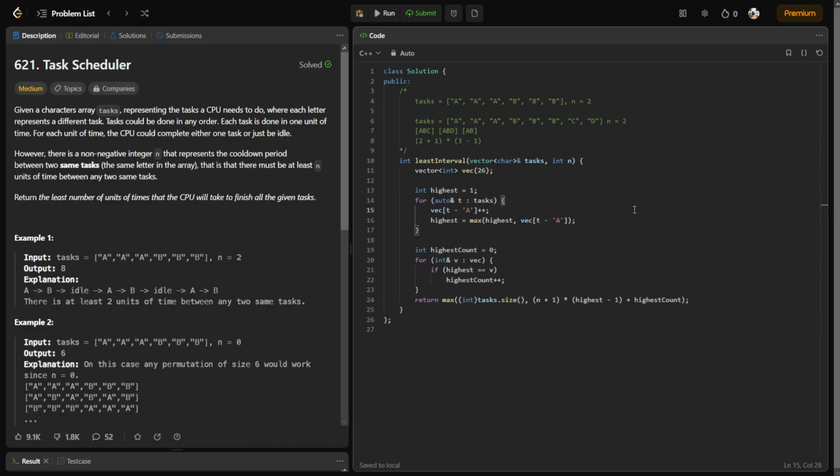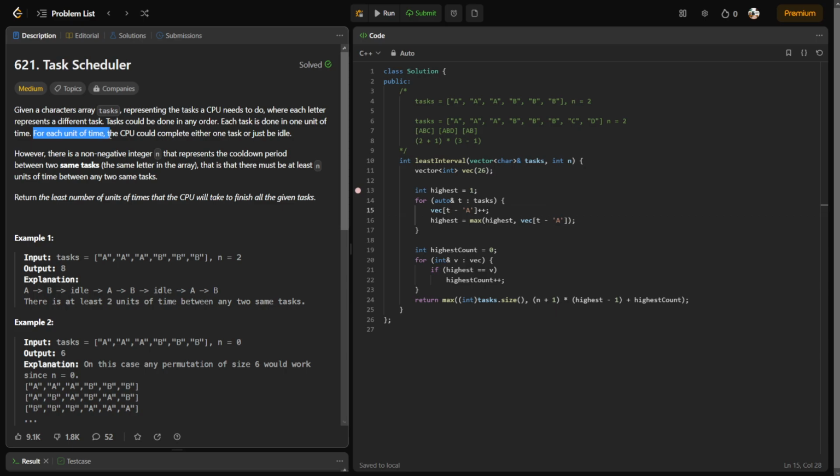LeetCode problem number 621, Task Scheduler. This problem is a bit complicated. It gives us a characters array called tasks, which represents the tasks a CPU needs to do. Each different letter represents a different task. The tasks can be done in any order, and this is the important part: each task is done in 1 unit of time.